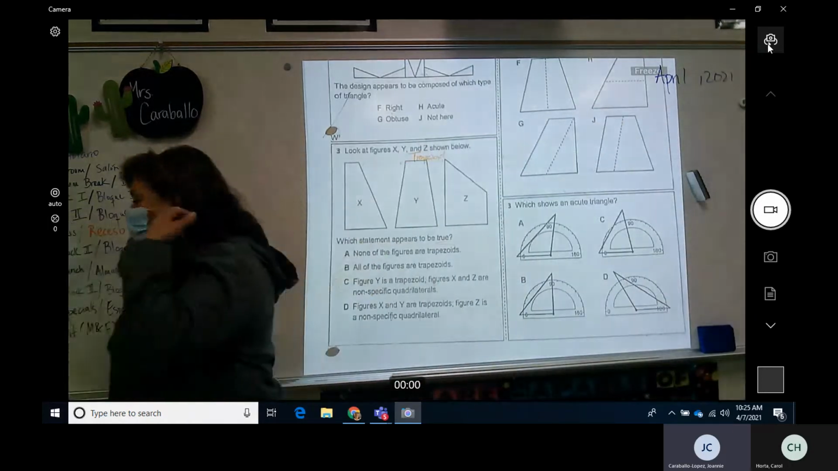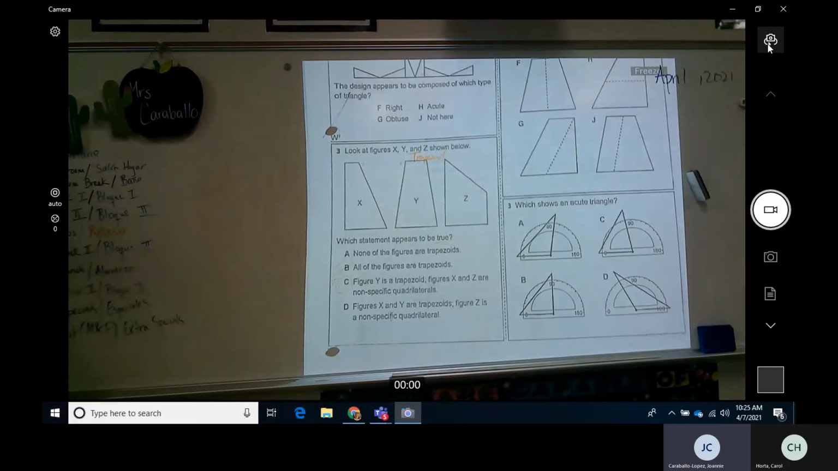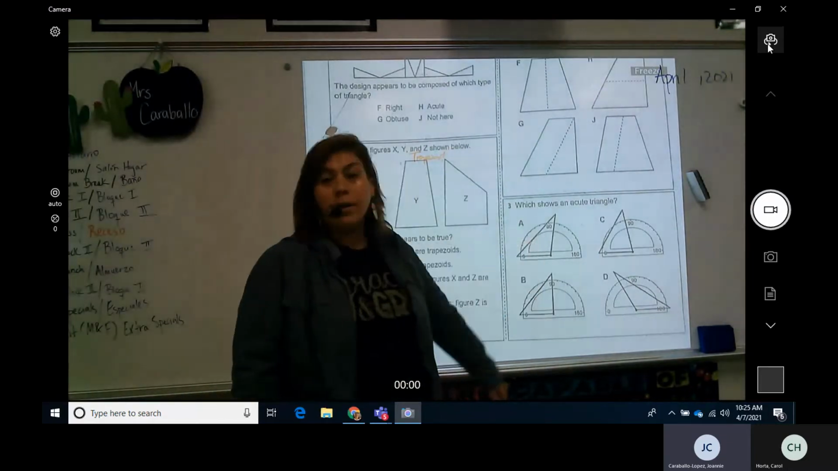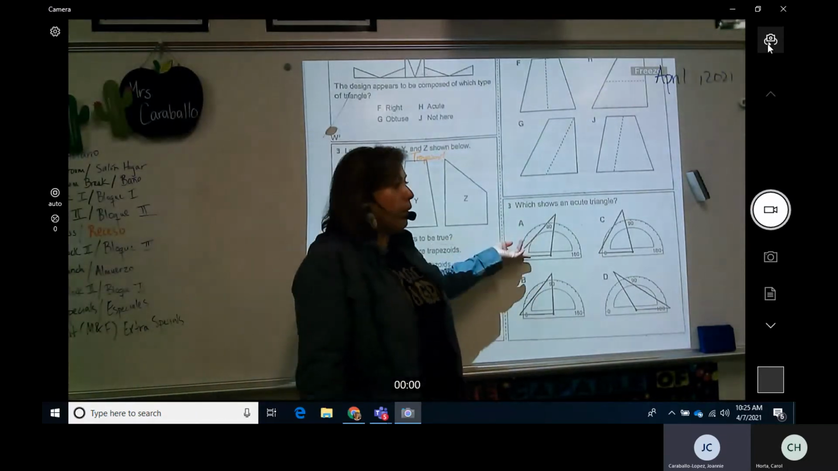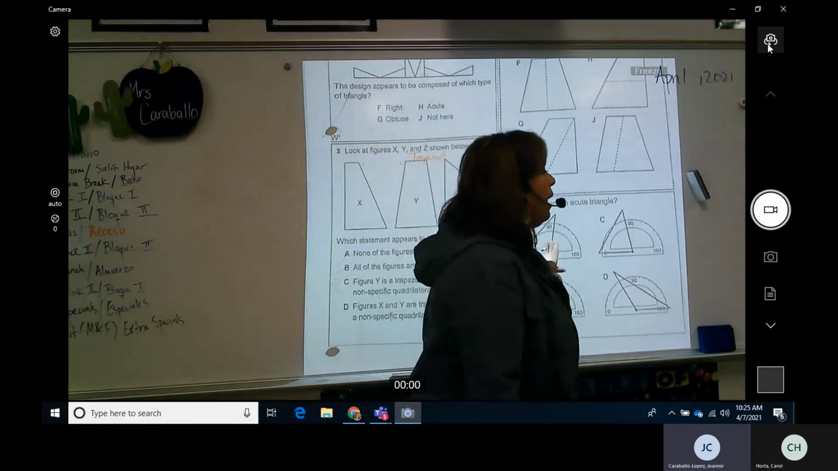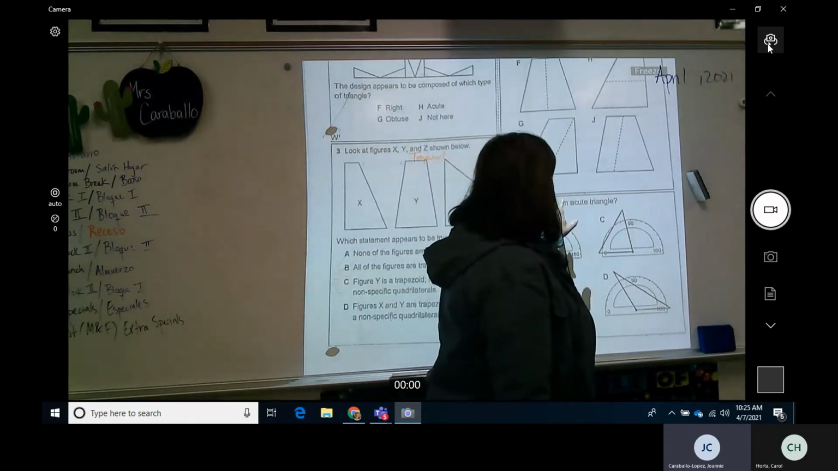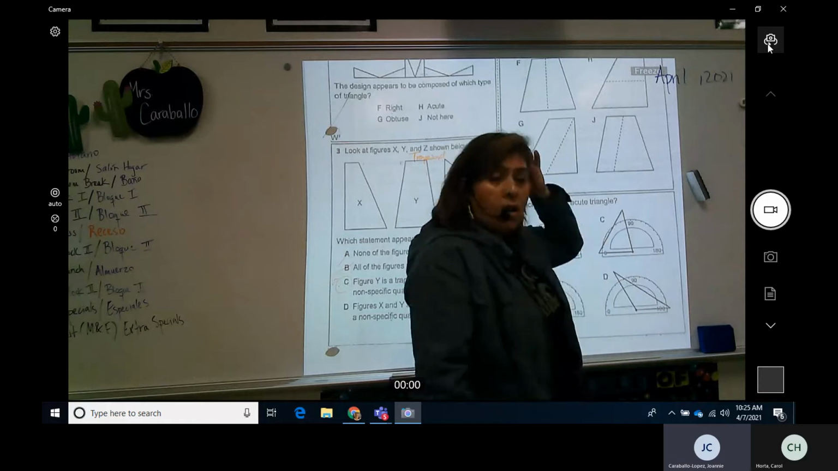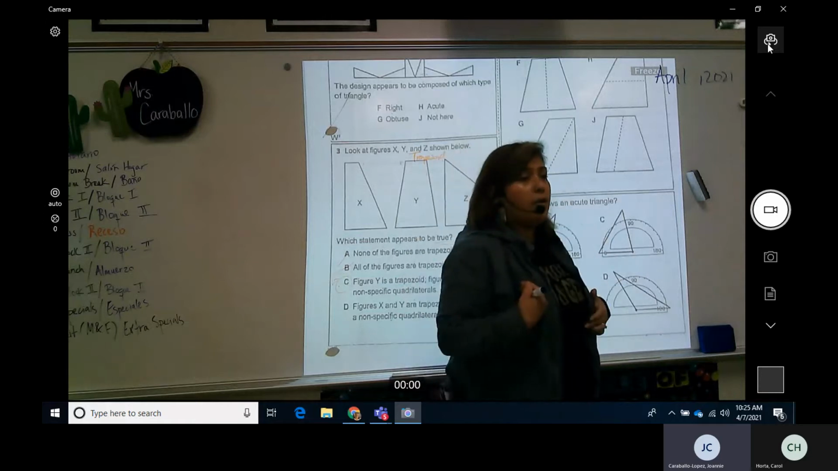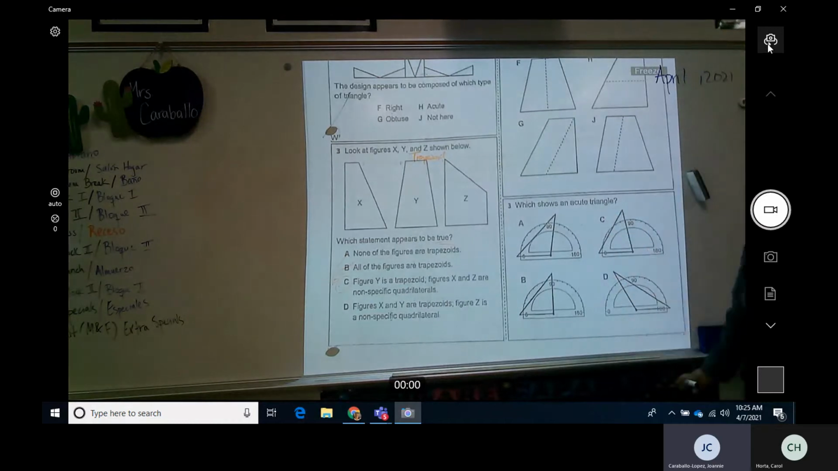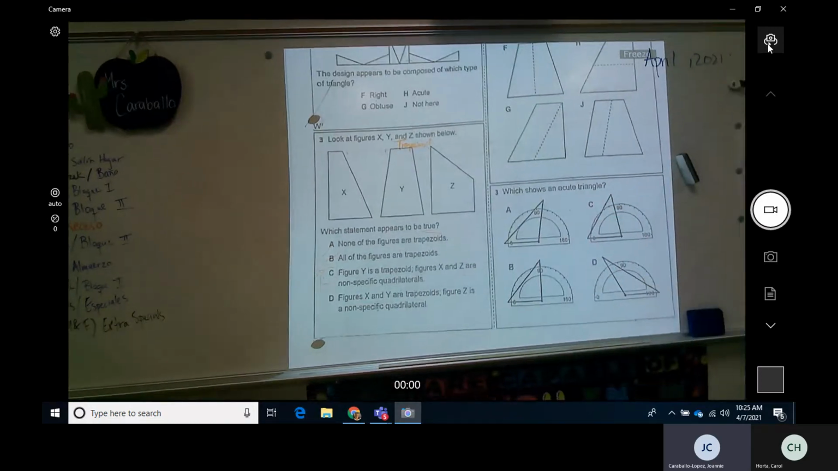All right, so the last problem. Let's look at the last problem. The last problem says, which shows an acute triangle. So this is the part that I really want you to concentrate on today because this touches on our objective for today. I can draw an angle and determine an unknown angle. So which shows an acute triangle? First of all, what I would do if I was working on this problem, I would make a side note right here. And I know that an acute triangle measures what?